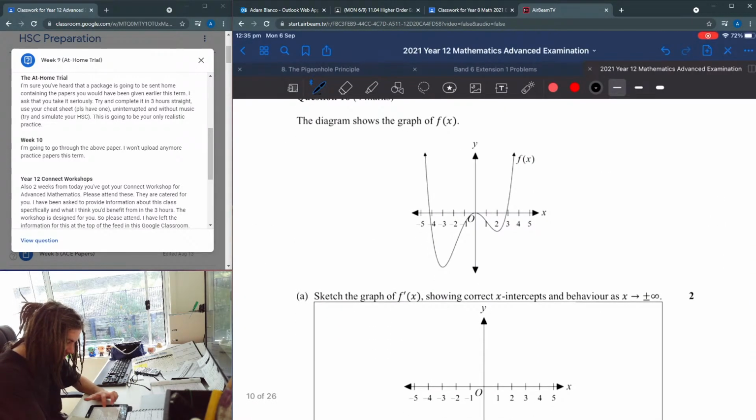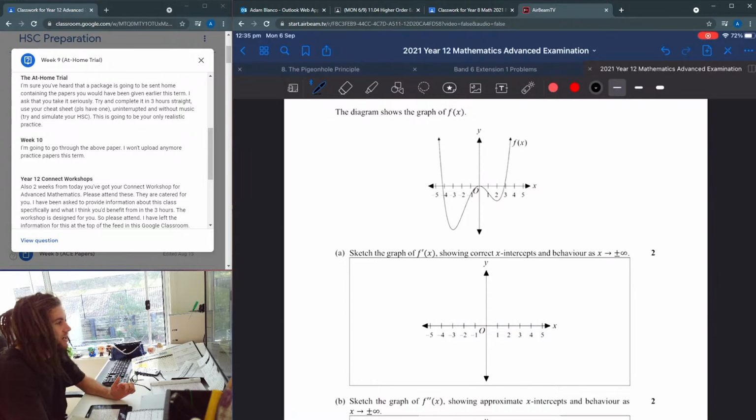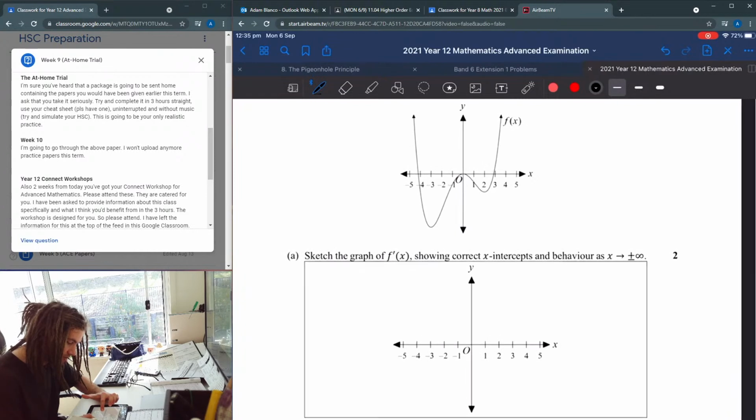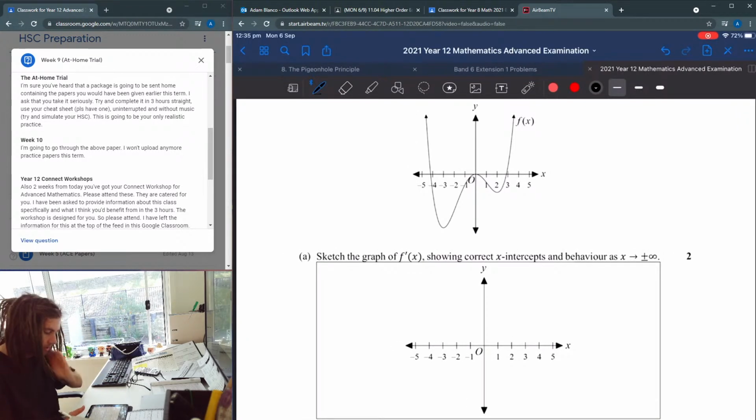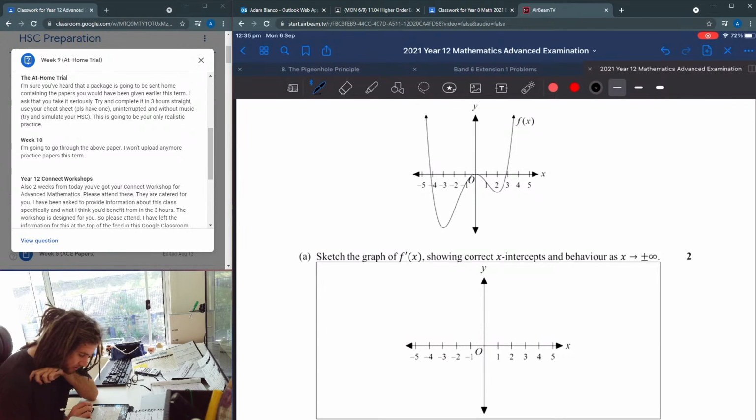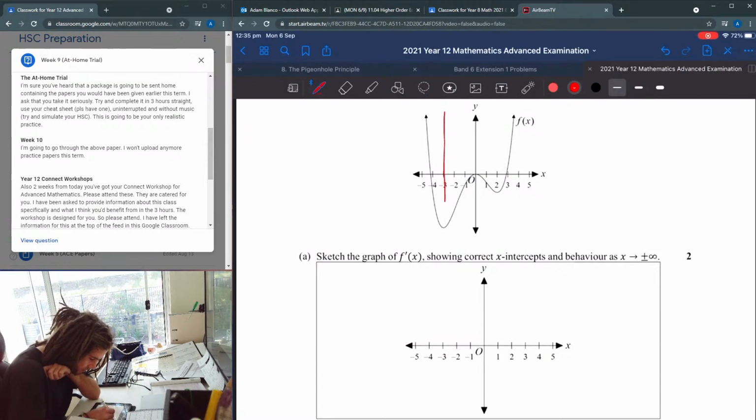Oh, the funnest questions ever. Here's f of x, sketch f dash x. Alright, so always do them on top of each other. It's already given you an axis, so that's good. Now, showing the correct x-intercepts. Between, I like to kind of break it up. We've got this part here, this part around there, then that, and this, so break up like the stationary points.